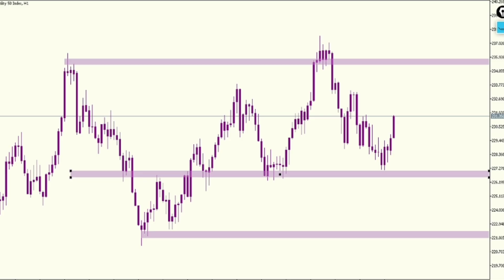What is support and resistance? Basically, support and resistance are levels in the market where the market has been reversing and is likely to reverse again, just like these zones right here. You can see that the market has been reversing on these zones, and most of the time, if the market comes to a zone where it has reversed, it will likely reverse on that zone again.